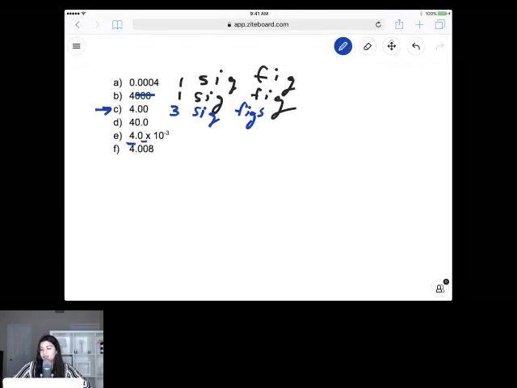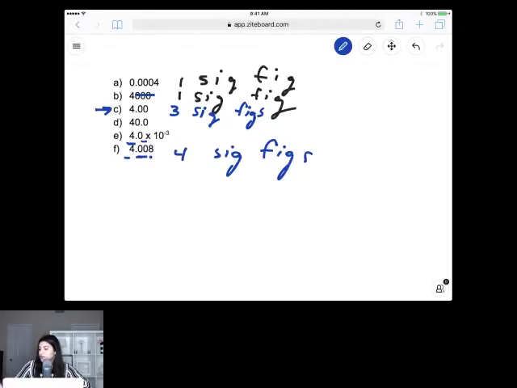And our last one, just to see where we're at. How about F? 4. Beautiful. Those zeros sandwiched in between are significant. So we have 4 sig figs. Okay. We seem to be okay with that, which I am so happy about.